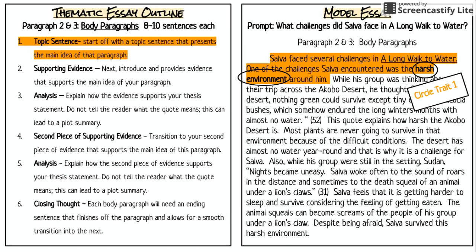So your first sentence, let's look at the example here. Salva faced several challenges in A Long Walk to Water. One of those challenges Salva encountered was the harsh environment around him. Pause the video here, take a look at your topic sentence, and make sure that you have the trait in it. Circle it once you have found your trait.